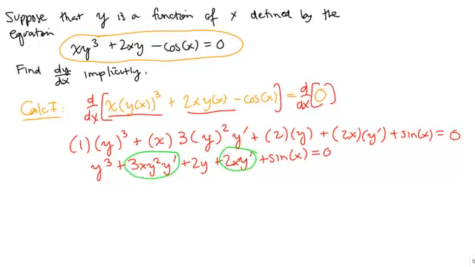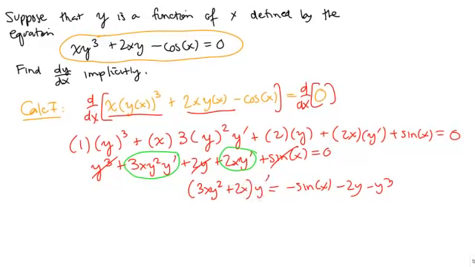So I'm going to move everybody over to the other side of the equation. So we're going to have a negative sine of x. We'll have a negative 2y. We'll have a negative y cubed. And then the stuff that's left on the left-hand side has a y prime that can be factored out. So I can have 3xy squared plus 2x times y prime.